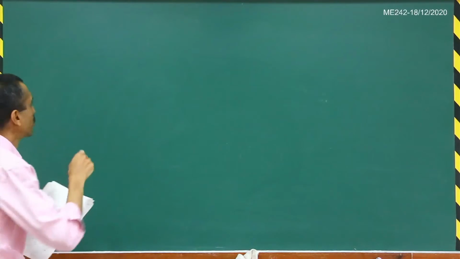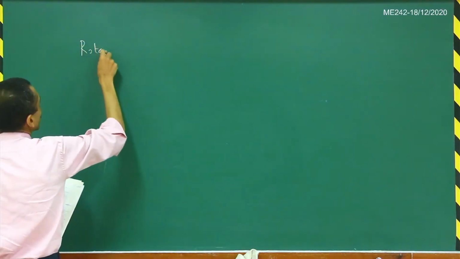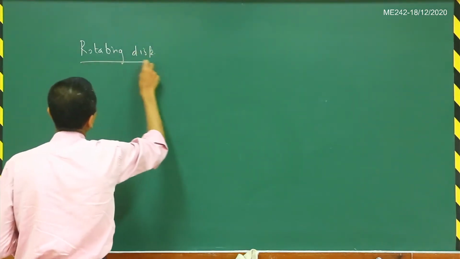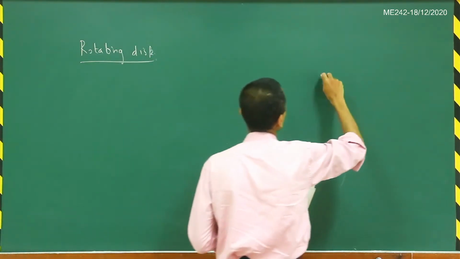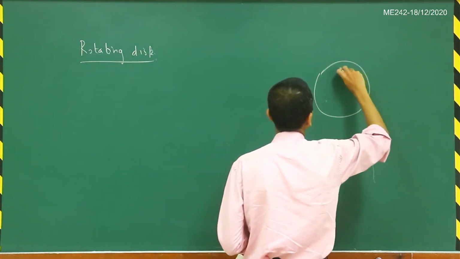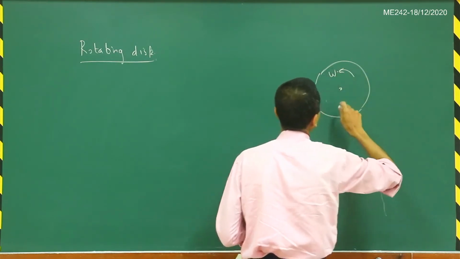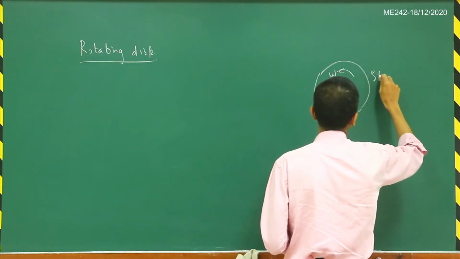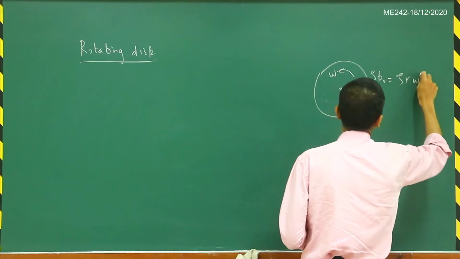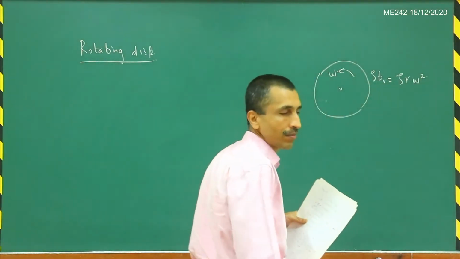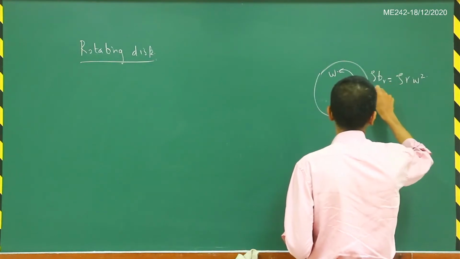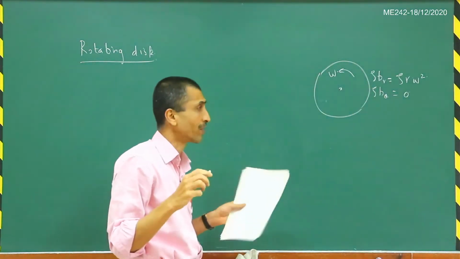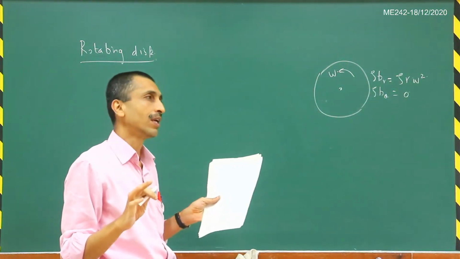Today we will find the solution for the rotating disk problem. We have seen that if there is a disk spinning with some angular velocity omega, then the body force is rho times b_r equal to rho r omega squared, and rho times b theta equal to 0. This is after things have reached a steady state, so we are going to find the solution only for the steady state.